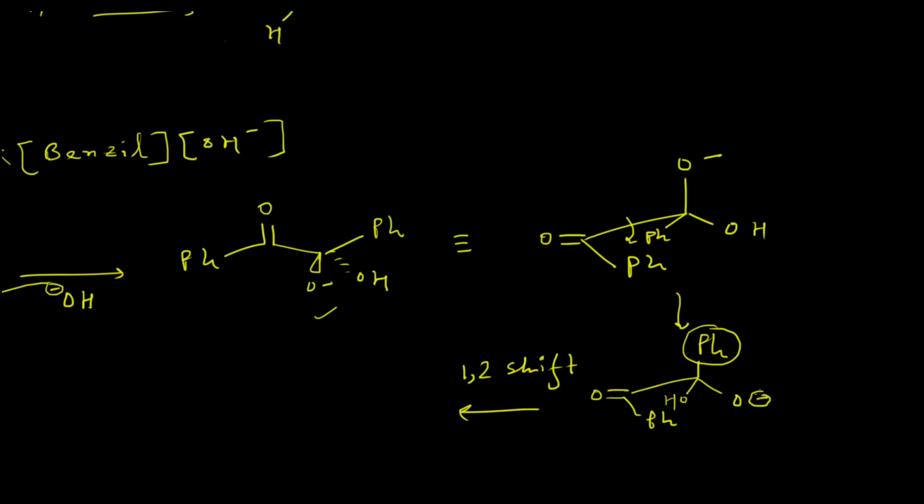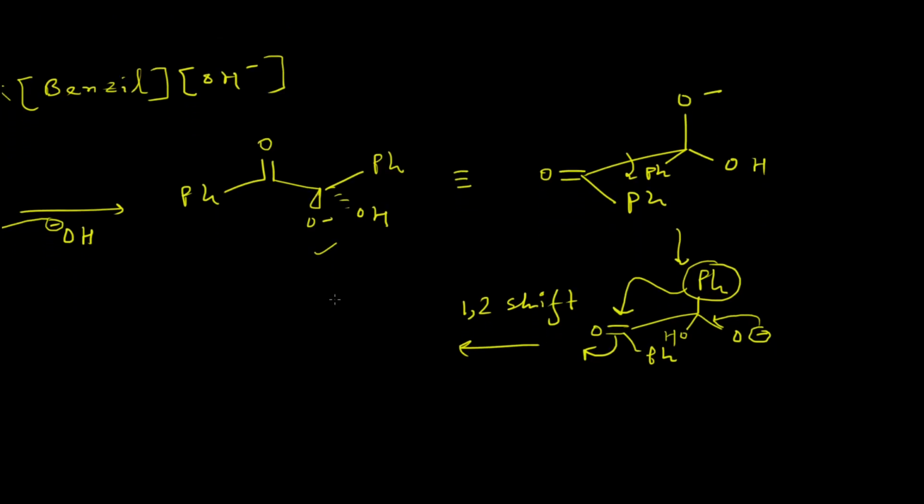And now what will happen, this O minus will form a carbon-oxygen double bond again, and this phenyl group will migrate to this particular carbonyl carbon, and this carbon-oxygen double bond will break, and this will produce an alkoxide anion, this one.